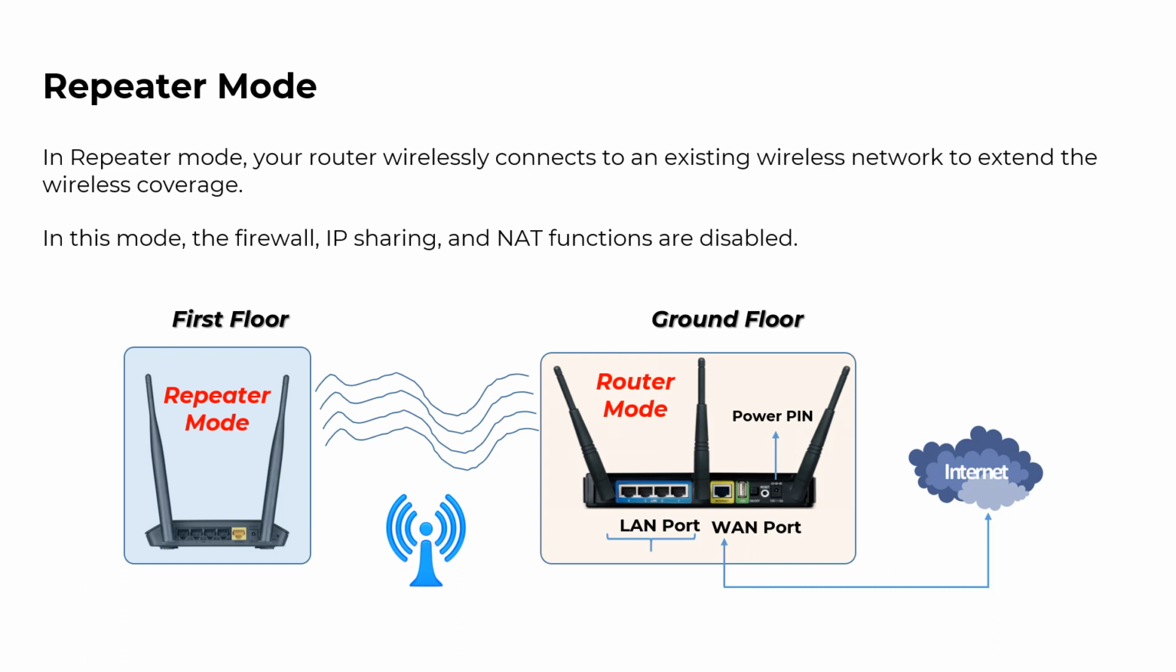So this repeater mode device will connect to the main router or main Wi-Fi device or main access point by the wireless signals.